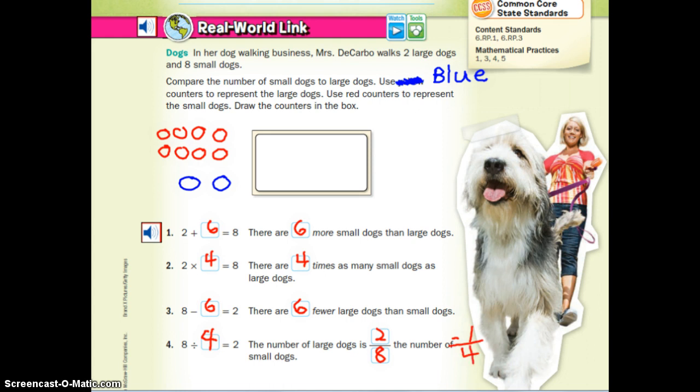Excellent job, Boyce. Now, let's go ahead and put an L here and an S here. If you put labels, it will make it easier. Turn the page. Thank you, Boyce.